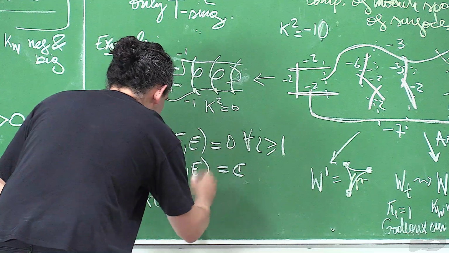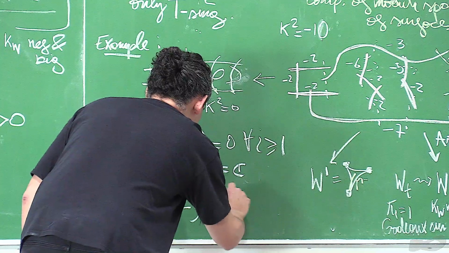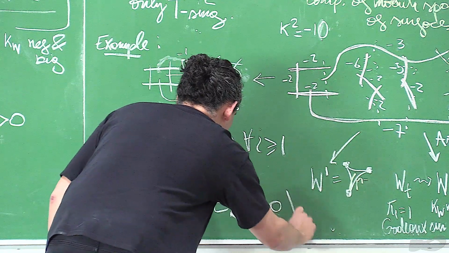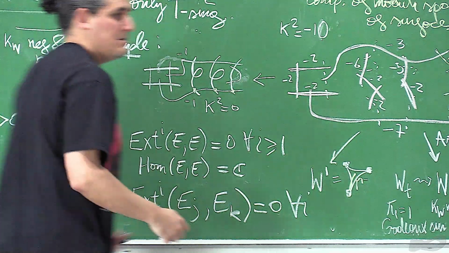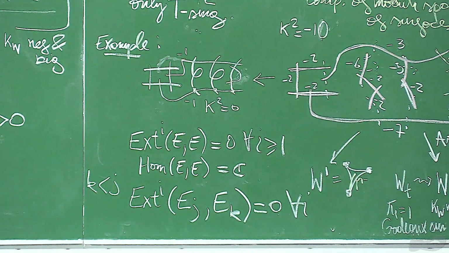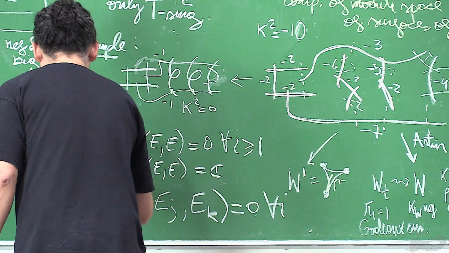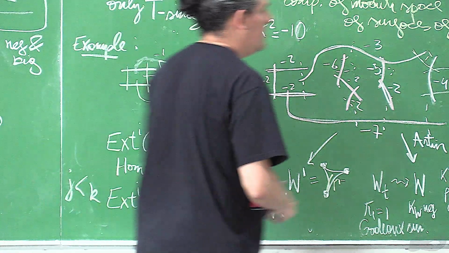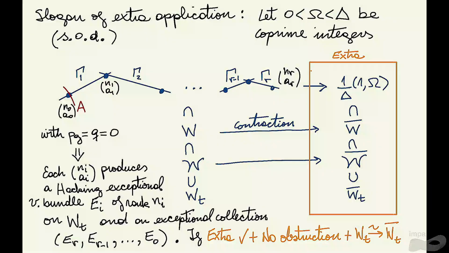And now the collection is exceptional if you have that X, I, so for any I, E_J, E_K is 0 for every I, where J is bigger than K. So when you move, so you have an E_J, you move it to the, oh yeah, sorry, J less than K. So you move an exceptional vector bundle from here to any other of these and compute any X, this is 0. Okay?